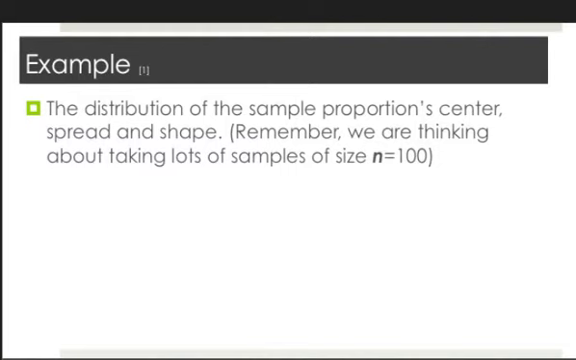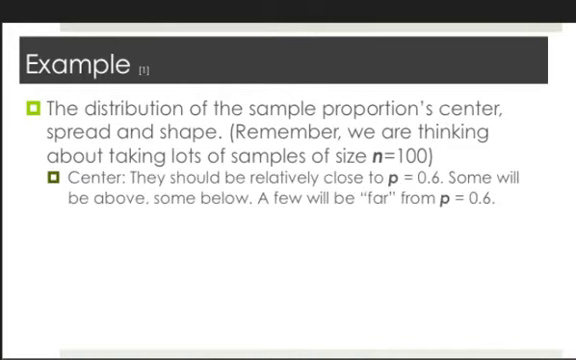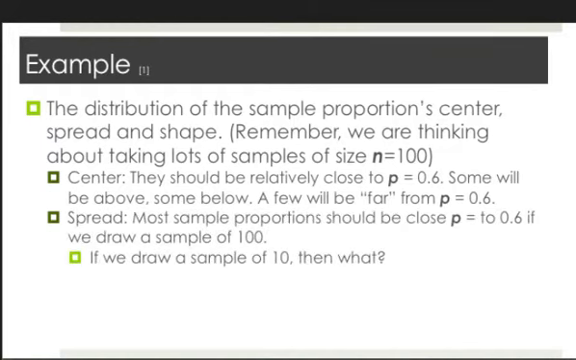So let's take a look at the distribution of the sample proportions: center, spread, and shape, again assuming that we take a lot of samples each of size n equal 100. First, for the center, we should expect that they will be relatively close to the proportion of p equals 0.6. Now, some might be above that, some might be below that, and a few might even be far away from 0.6, but we would expect the center to be relatively close to 0.6. In terms of spread, the sample proportions should again be close to 0.6. We should cluster around that value if we have a sample size of 100.